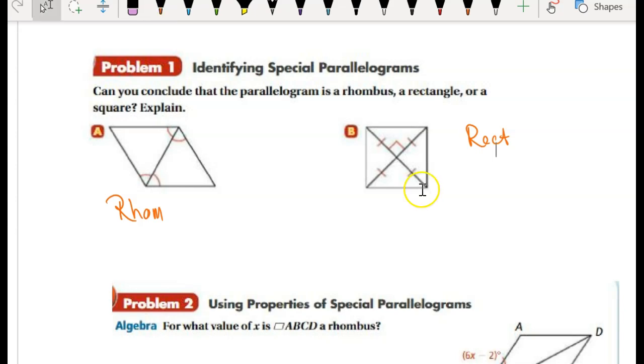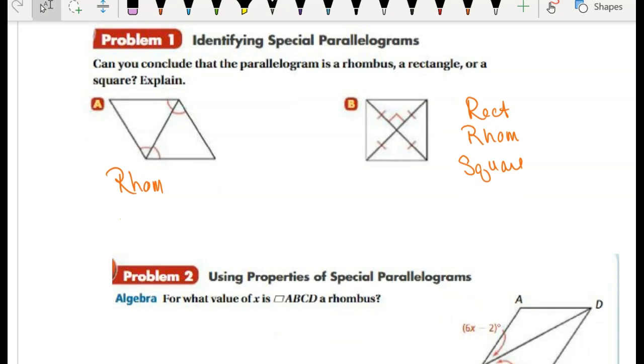Now let's go another step. Oh, my diagonals form a perpendicular. So what does that tell me? That tells me I have a rhombus. Now, what shape is both a rhombus and a rectangle? A square. So a square would be our most precise conclusion.